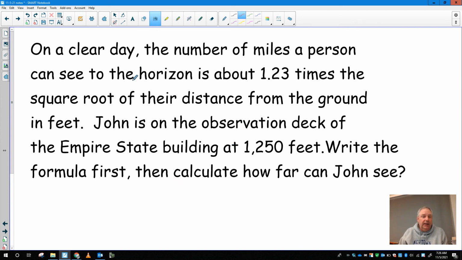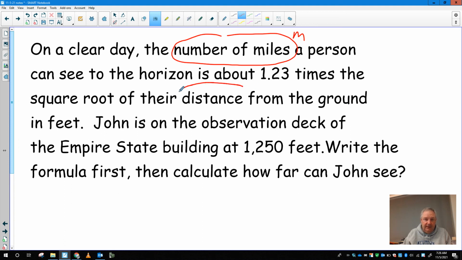Let's read it again. On a clear day, the number of miles, let's just use M for that. So the number of miles a person can see is about 1.23 times the square root of their distance from the ground. So let's make the distance from the ground D. So we have to make a formula, so we're going to have letters. So the number of miles is M. The distance from the ground is D.